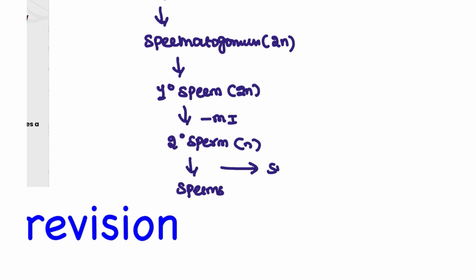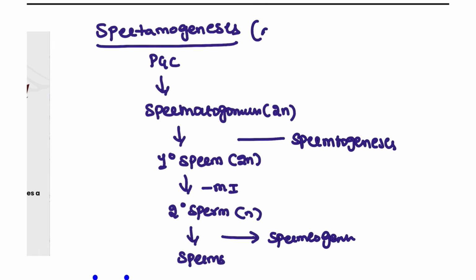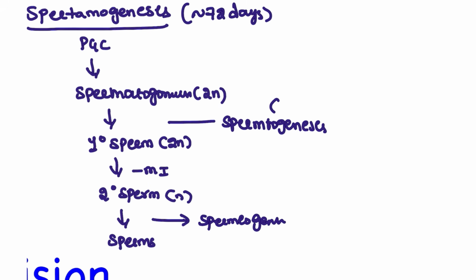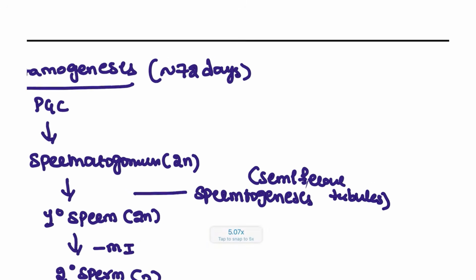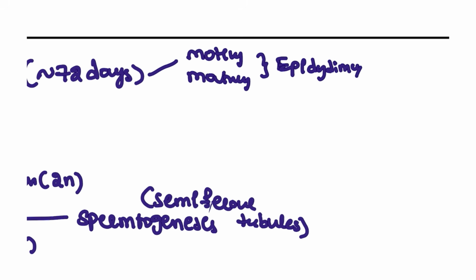So this event is the spermiogenesis, and this event is spermatogenesis. How many days will it take? On average, it takes around 72 days to form. Spermatogenesis is formed at the seminiferous tubules. And how does the sperm become mature and motile? Motility and maturity both happen in the epididymis.